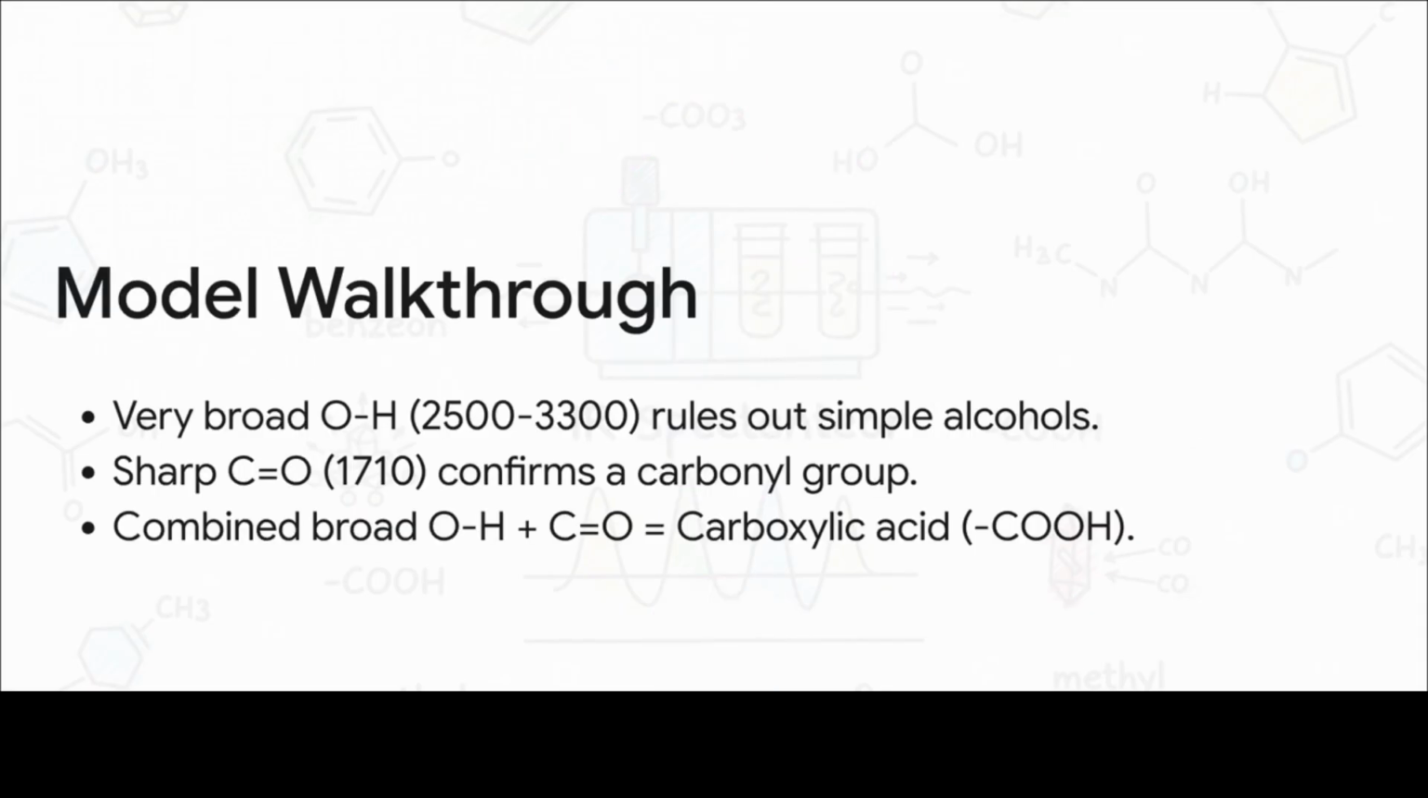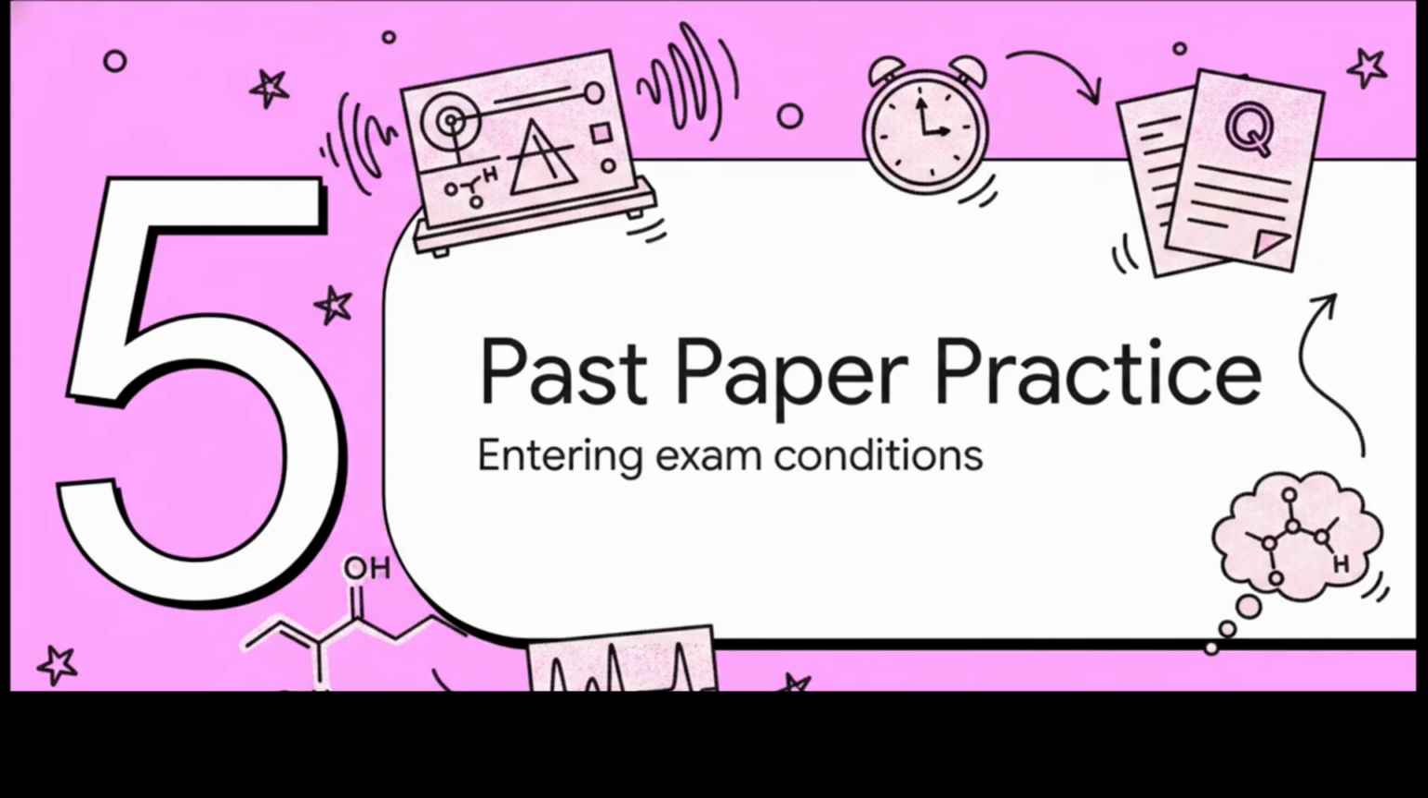That very broad range from 2,500 to 3,300 tells us we definitely have an O-H bond, but it totally rules out a simple alcohol because it's just too wide. Then, that sharp spike at 1,710 confirms a C=O carbonyl group. So if you guessed a carboxylic acid because you spotted both the swamping O-H region and the C=O group, you hit the nail on the head. You are absolutely right.